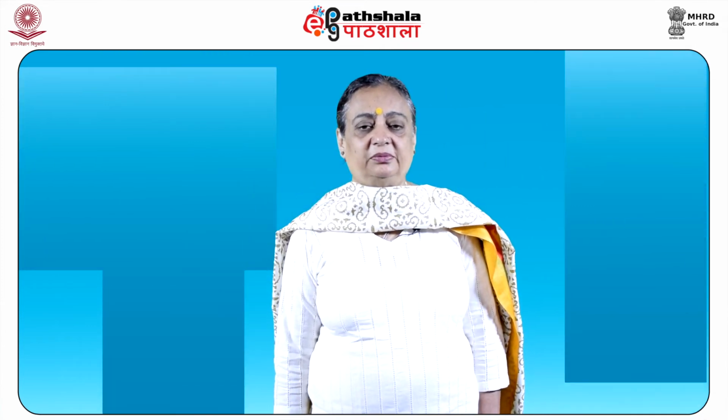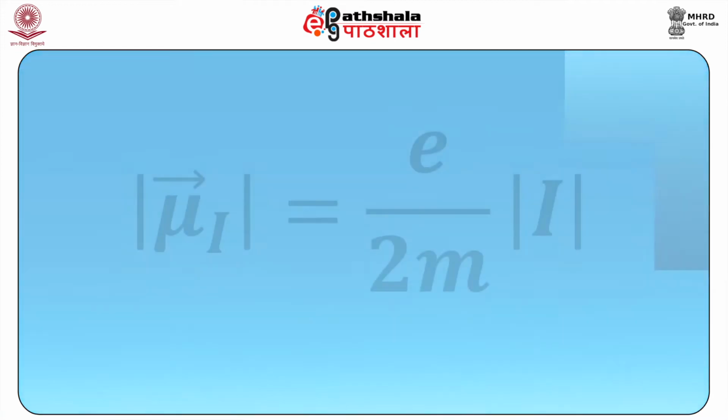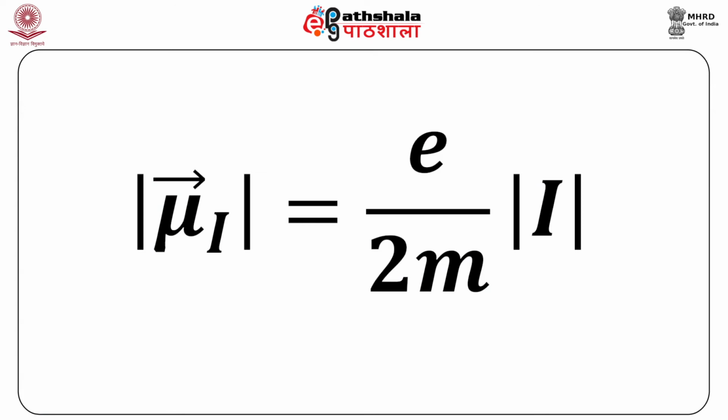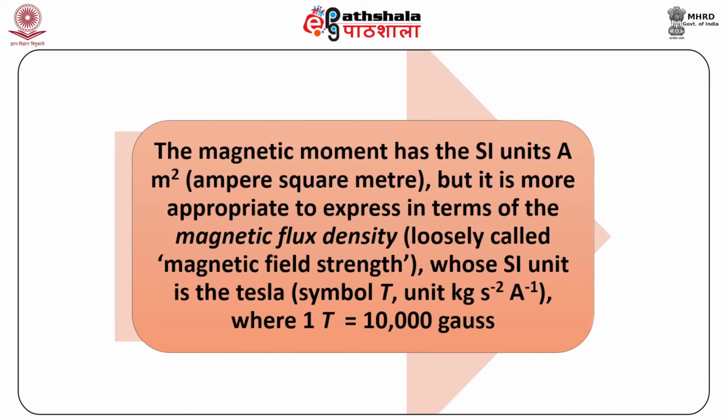The magnetic moment is proportional to the magnitude of the angular momentum. For a point charge of charge e and mass m, it can be shown that mu I is equal to e by 2m into I, the absolute magnitude of I. The magnetic moment has the SI units A m square, that is ampere square meter, but it is more appropriate to express in terms of the magnetic flux density, loosely called magnetic field strength, whose SI unit is the Tesla, for which the symbol is T and its unit is kg second square A inverse, where 1 Tesla is also equal to 10,000 Gauss in the CGS units.